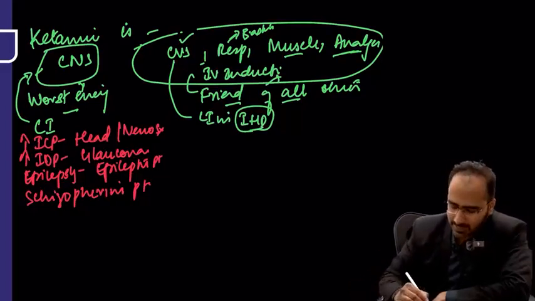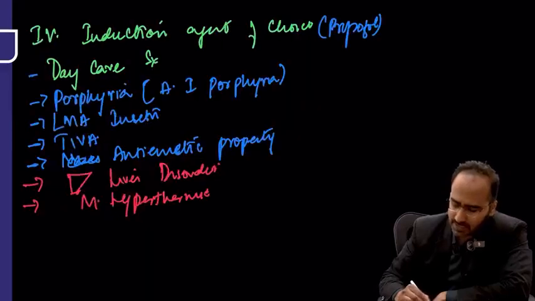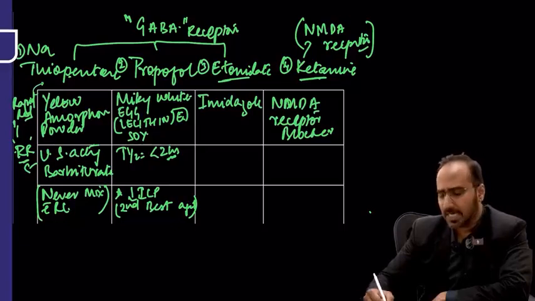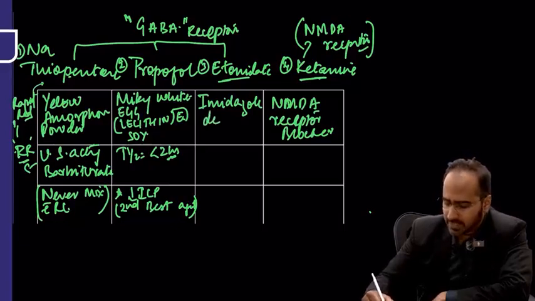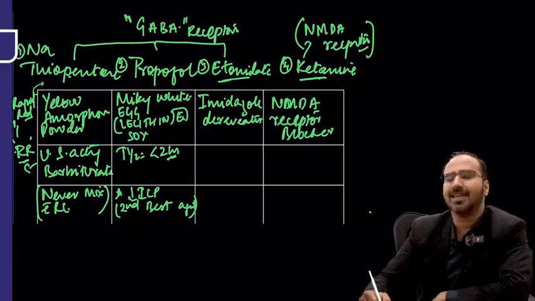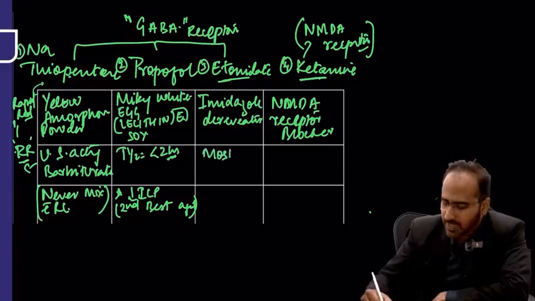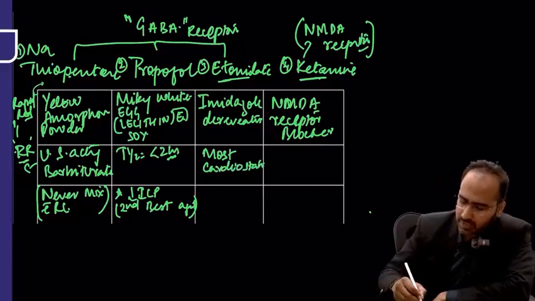That's regarding ketamine. Coming to the last drug, which is called what? Etomidate. Etomidate is also a milky white solution, which is an imidazole derivative. Regarding etomidate, what we need to remember is that etomidate is the most cardio-stable IV induction agent. It is the most cardio-stable, meaning what?